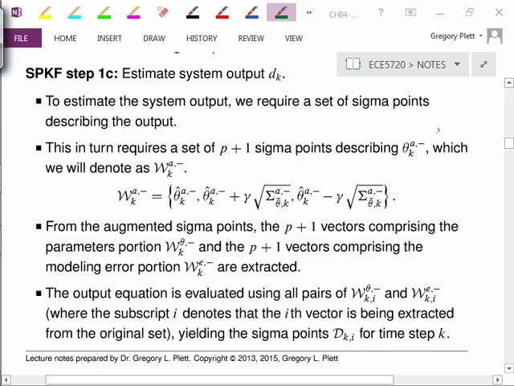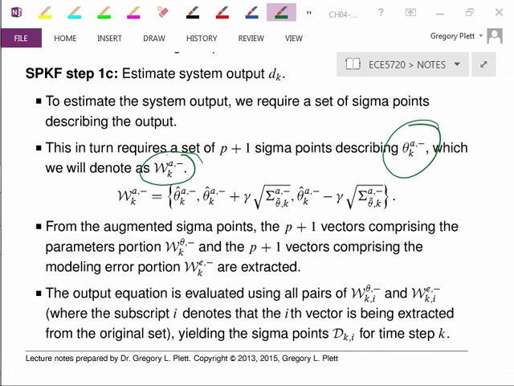So I create sigma points describing the prediction, and those sigma points I'm going to give the name script W. I know I don't have a calligraphic font for theta, so I can't just do that. So I'm thinking of W as weights, weighting factors in the model. So that's why I chose W.